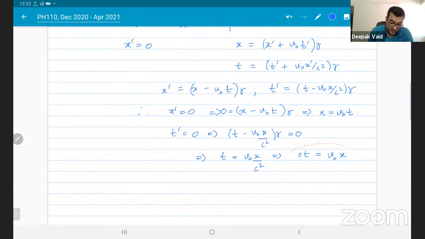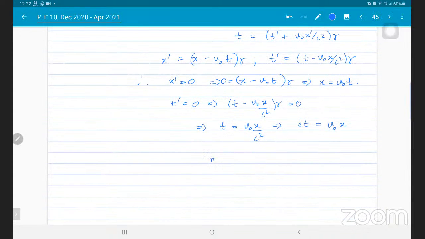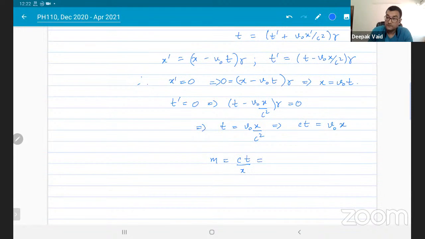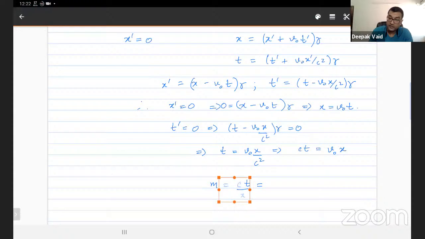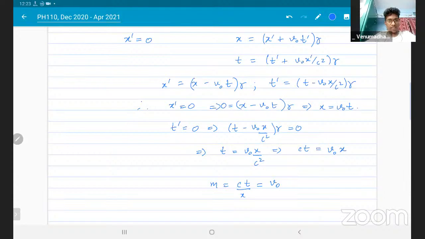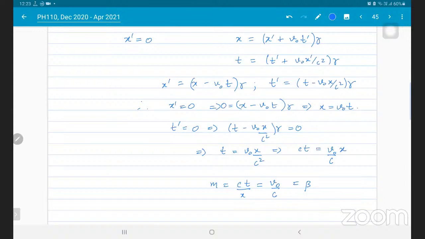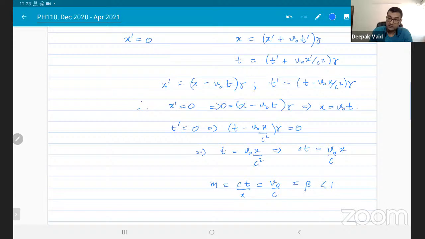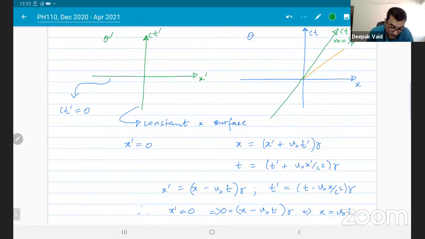right? So what is the slope of this line? The slope of this line now is m is equal to CT by X. CT is the y coordinate, X is the X coordinate, right? So this is the slope of the line. And this slope is V naught by C. And what is this? This is equal to beta, right? And beta is less than 1. All right. So how do I draw the line corresponding to this x prime axis? I draw it as a line which has a slope m is equal to beta.